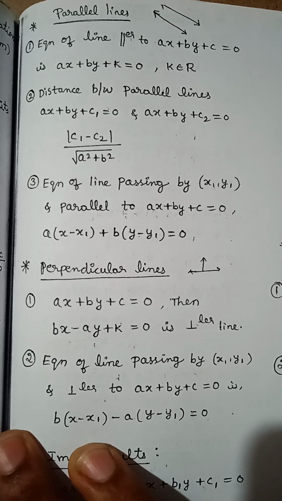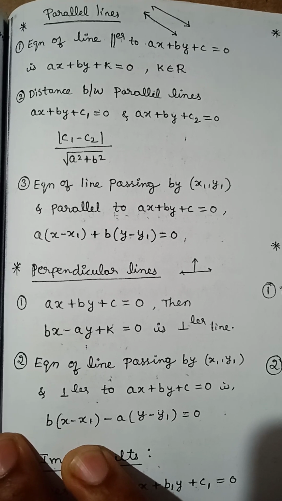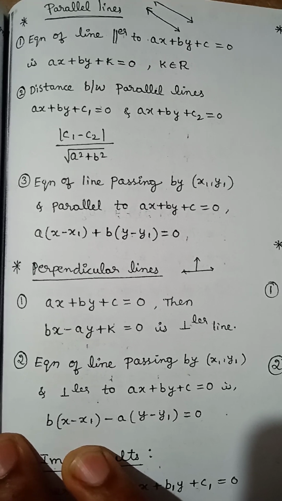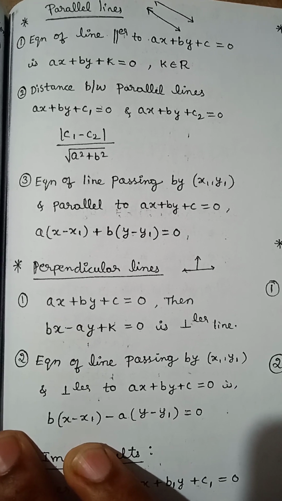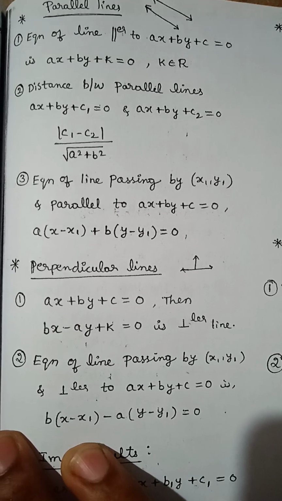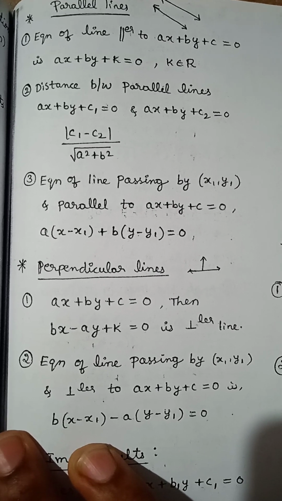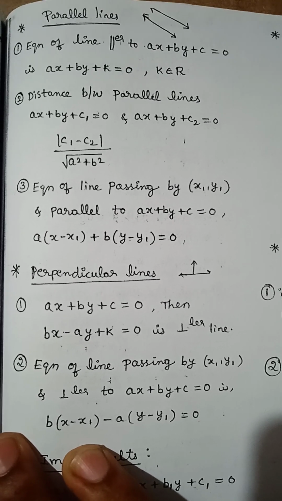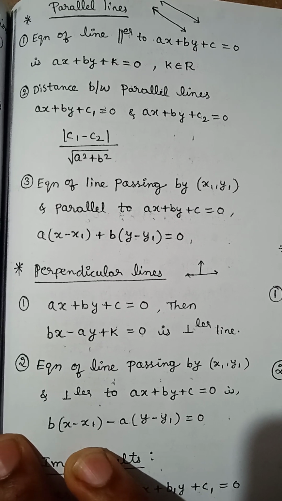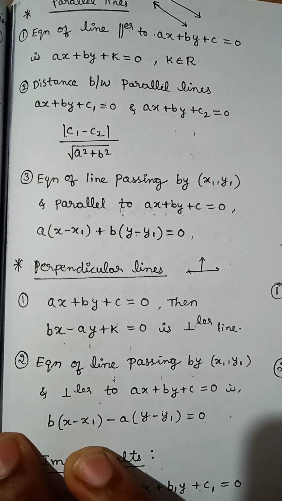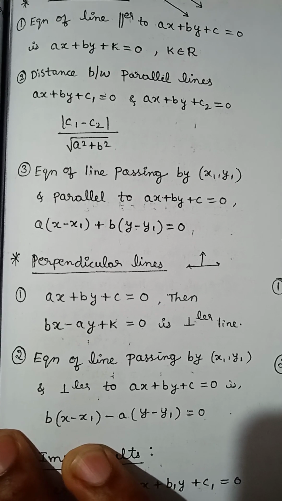Equation of the line which is parallel to ax plus by plus c equal to 0 is ax plus by plus k equal to 0. Suppose we have two parallel lines, then the distance between the parallel lines would be: first line ax plus by plus c1 equal to 0, second line ax plus by plus c2 equal to 0. Then the distance between them is mod c1 minus c2 by root over a square plus b square.